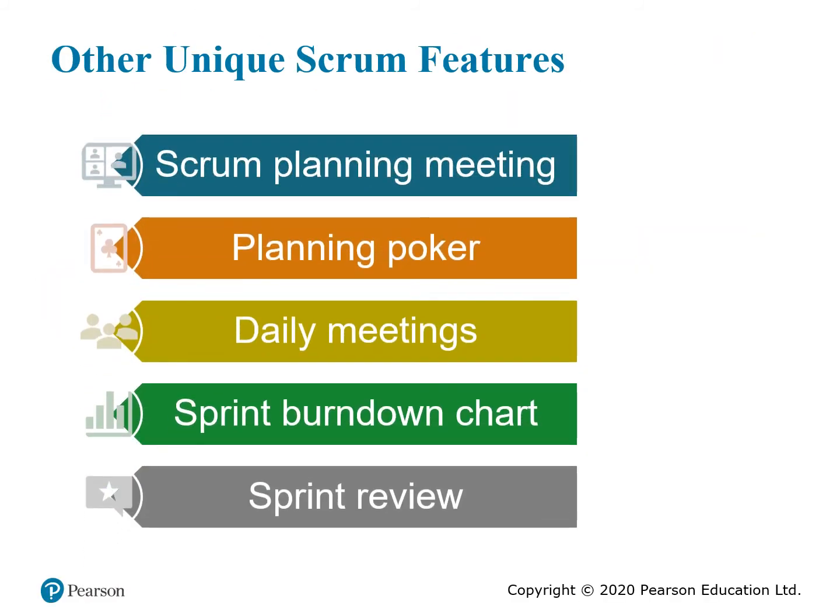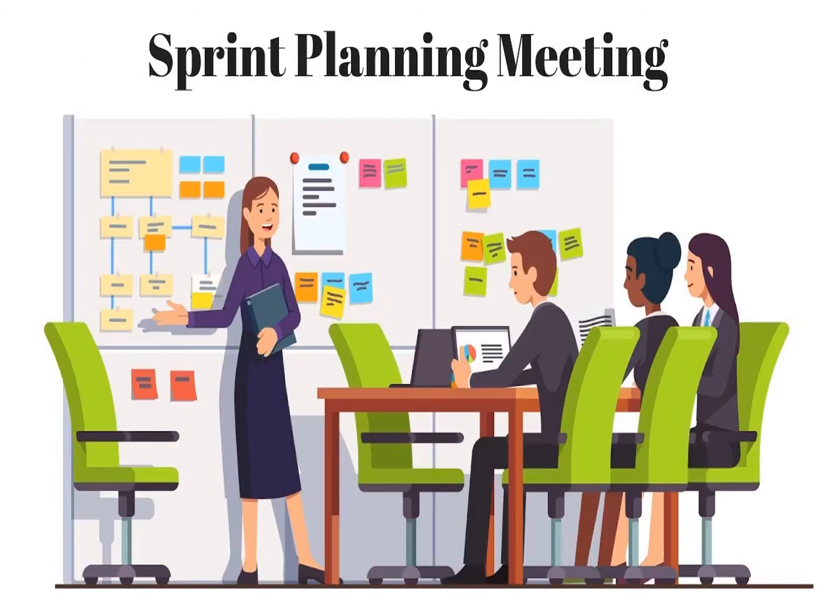So, other unique Scrum features: first, the Scrum planning meeting, the planning poker, daily meetings, and sprint burn down chart, and then the sprint review. So, let's look into each one of these. The Scrum planning: the main purpose of this sprint planning meeting is to list down all the features or set up the product backlog, and then the second objective.